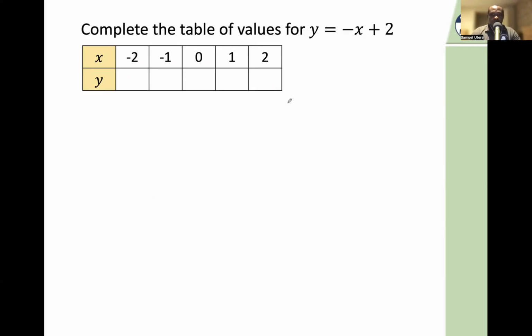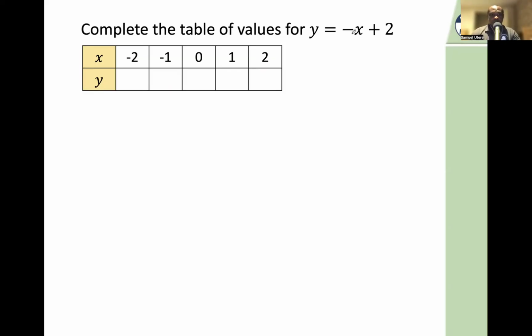But what about this one? Well, remember what we said. Whenever we have a negative number next to the x, we know the graph is going to slope downwards. So we are beginning to form the characteristics of graphs.